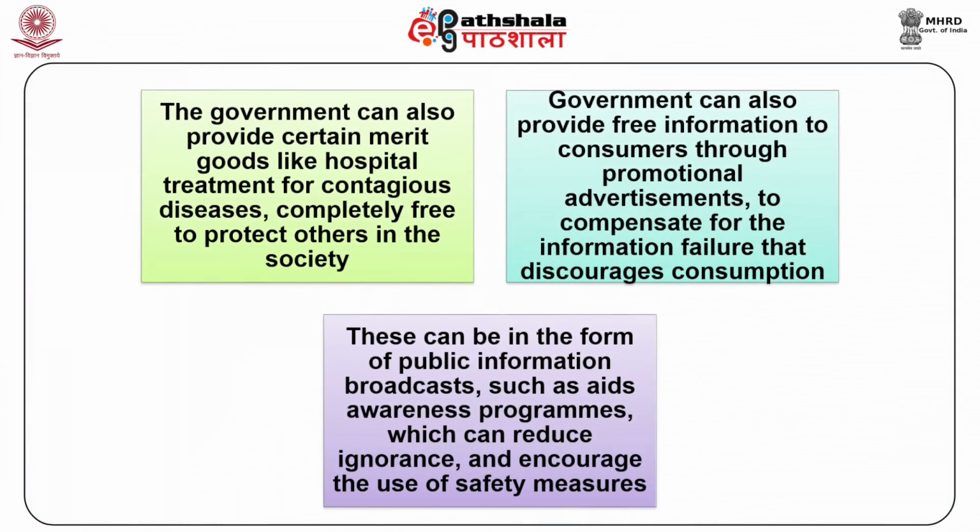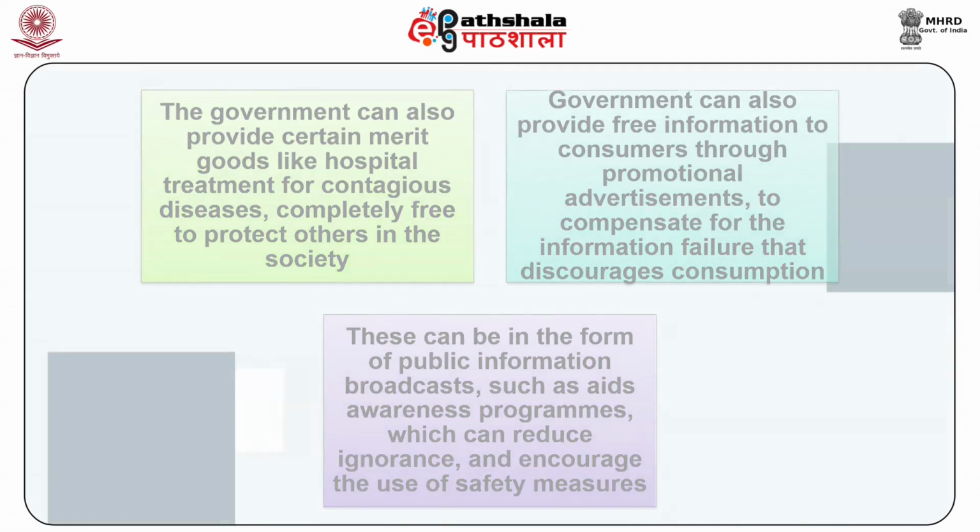The government can also provide certain merit goods like hospital treatment for contagious diseases completely free to protect others in the society. Government can also provide free information to consumers through promotional advertisements to compensate for the information failure that discourages consumption. These can be in the form of public information broadcasts such as an AIDS awareness program, which can reduce ignorance and encourage the use of safety measures.